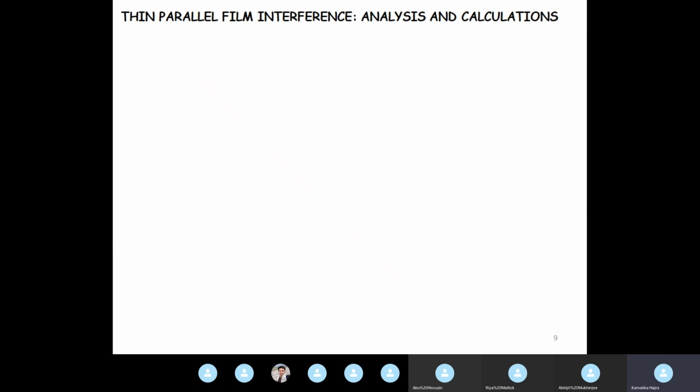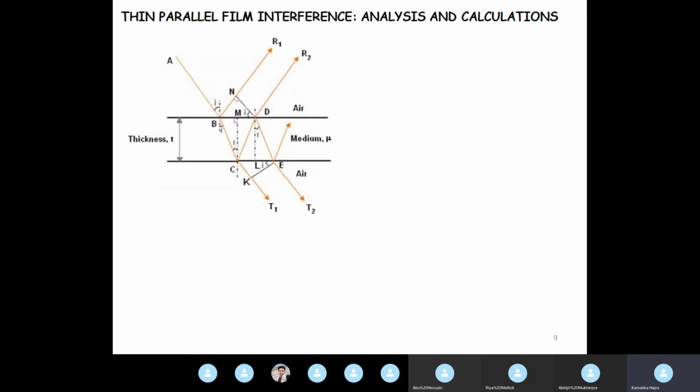Okay, so now we are at a position to do the mathematical analysis and the calculations related to thin parallel film interference. Okay, so this is the picture, the ray diagram that we are going to analyze mathematically. So you see, we have the incident ray, we have the thin parallel film, and since we will be calculating the interference only between the first two rays, because we saw that only those two rays fulfill the criteria of interfering producing proper fringes, we have drawn only the first two rays in the reflected mode.